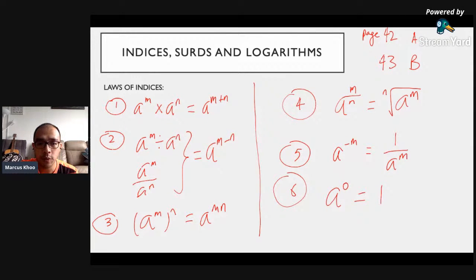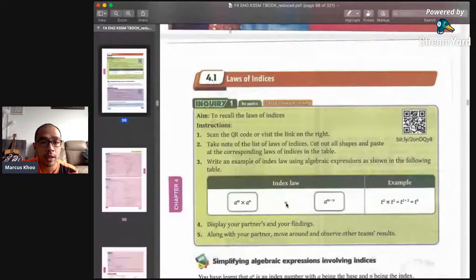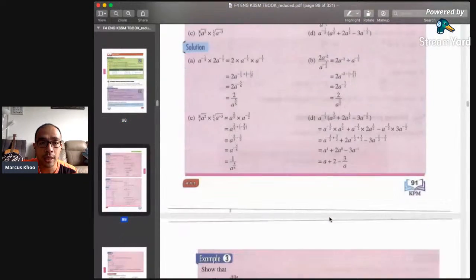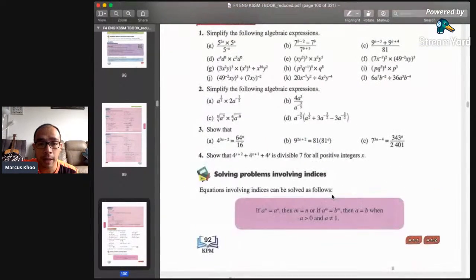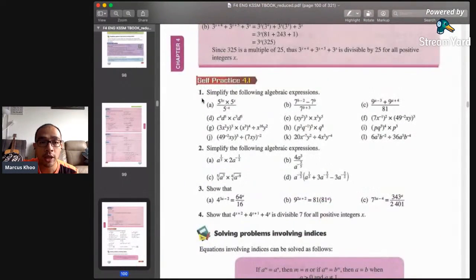And if you already finish this, what you can do is you can try some of the textbook questions. I won't make this compulsory lah. You can try the textbook questions in page 92, question number 1 and question number 2. These are more questions for you to try. But make sure that you finish the workbook question first before you try the textbook questions.